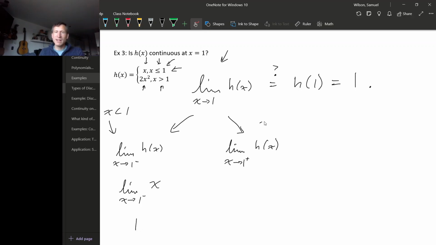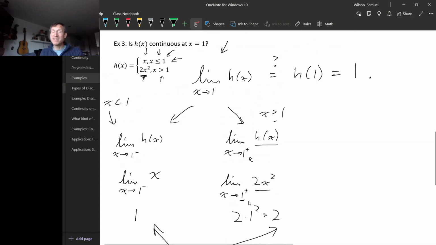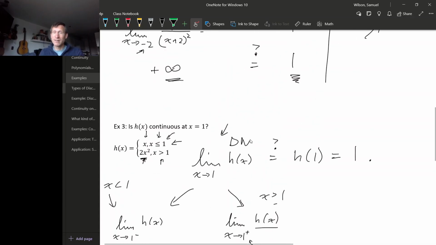For the limit from the right, here these x values are all bigger than 1 since we're approaching 1 from the right. So this is the limit as x goes to 1 from the right. For x values bigger than 1, h of x is just 2x squared. And 2x squared is a polynomial. So we know that since it's a polynomial, it's continuous at 1, so it's safe to just plug in this x value. And we get 2 times 1 squared. That's 2. Well, these two one-sided limits are different. And since these two one-sided limits are different, that means the two-sided limit does not exist.